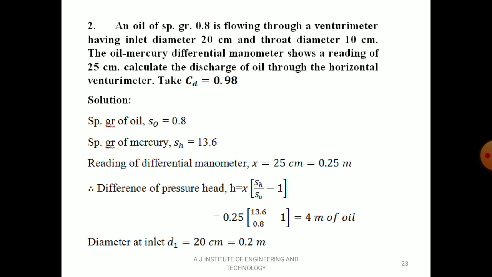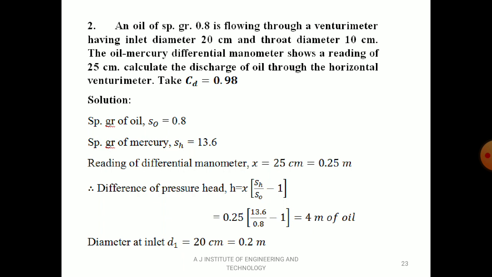Then the difference of pressure head from case 1, H equal to P1 divided by rho g minus P2 divided by rho g, is equal to x into SH divided by SO minus 1. So P1 divided by rho g minus P2 divided by rho g is of no use here. You can just ignore that expression. So you can go with H equal to x into SH divided by SO minus 1. SH value is 13.6, SO value is 0.8, and x value is given as 25 centimeter, converted to 0.25 meter. So 0.25 into 13.6 divided by 0.8 minus 1, that is equal to 4 meter of working fluid or flowing fluid.